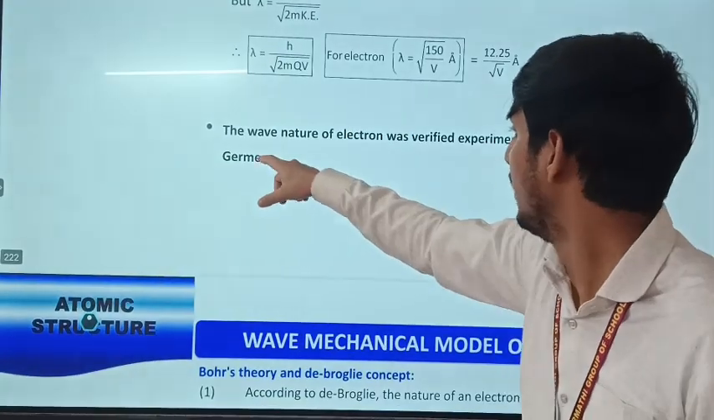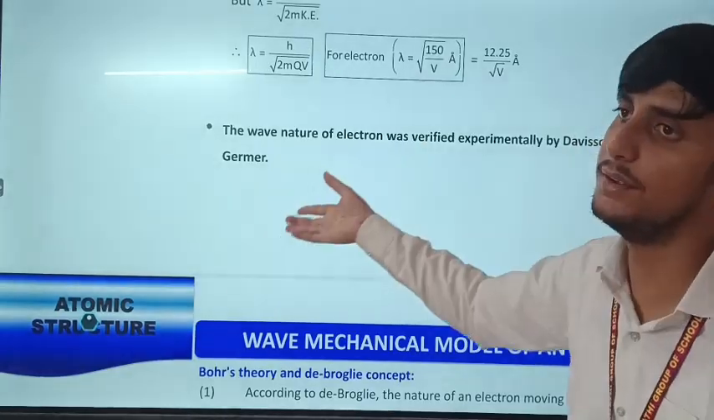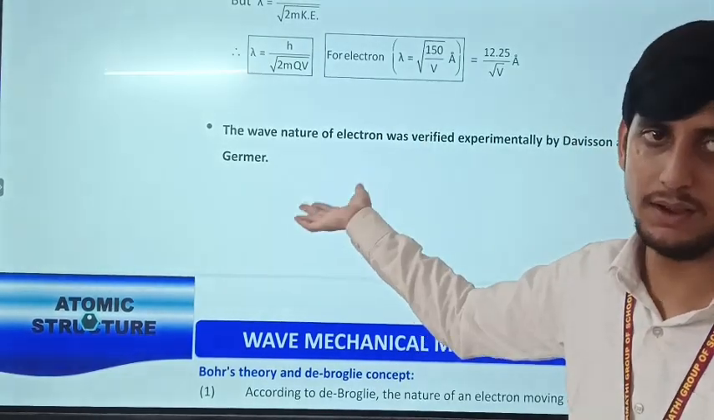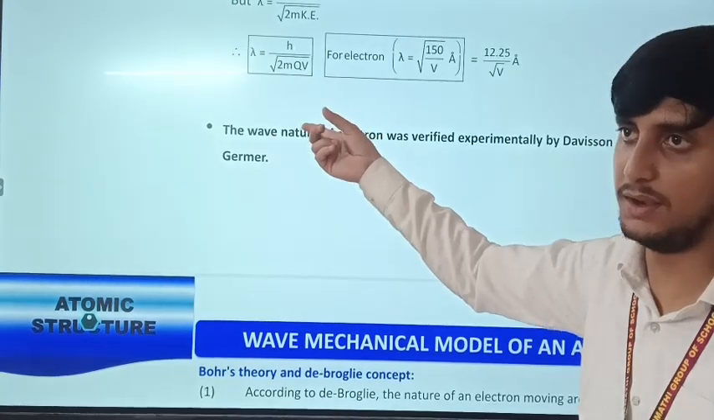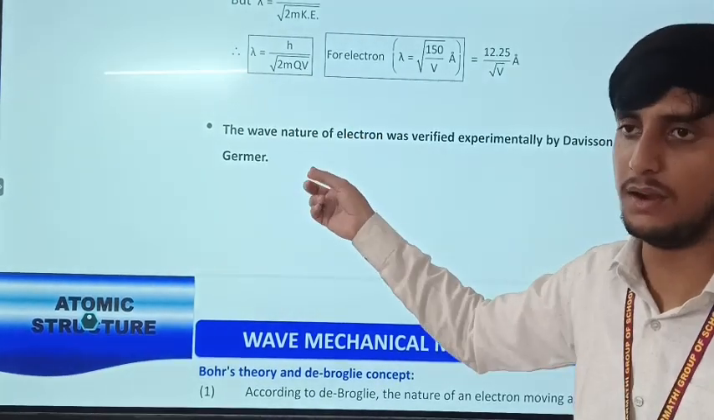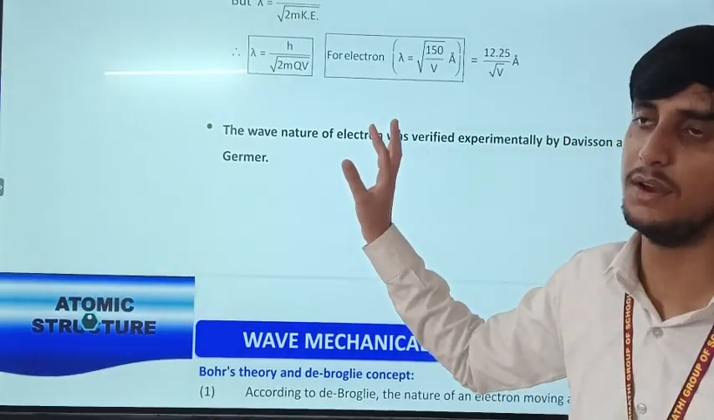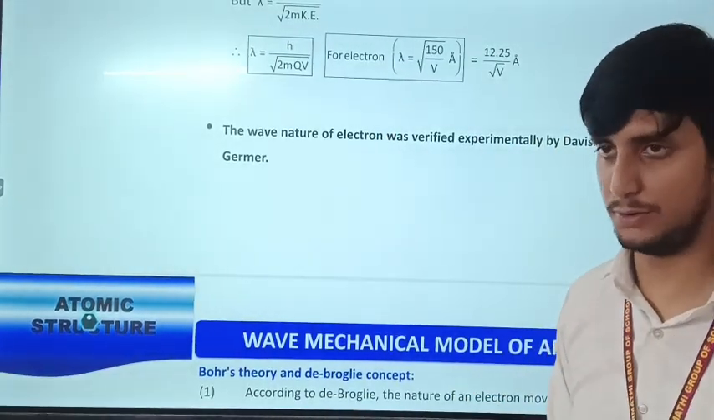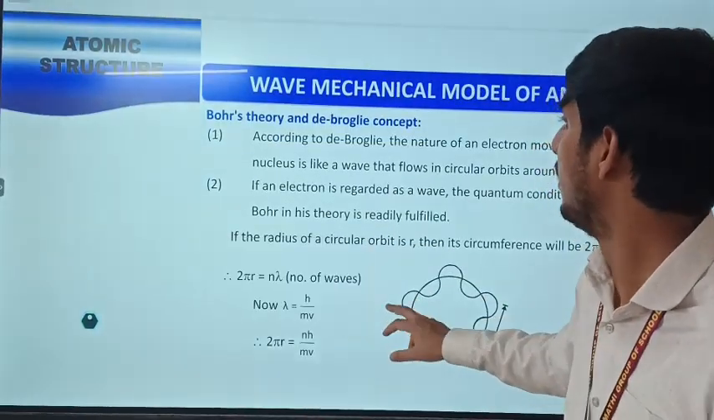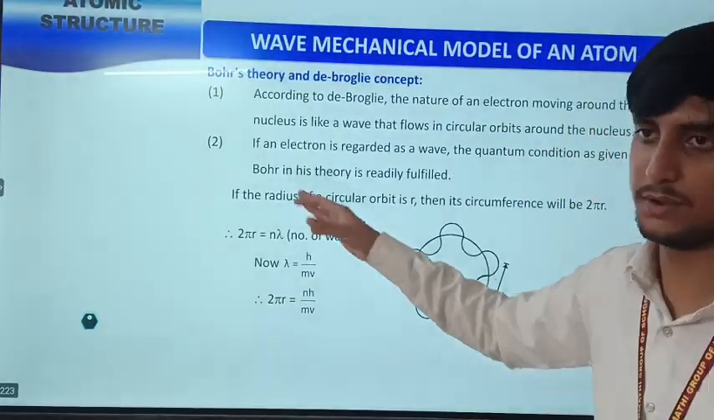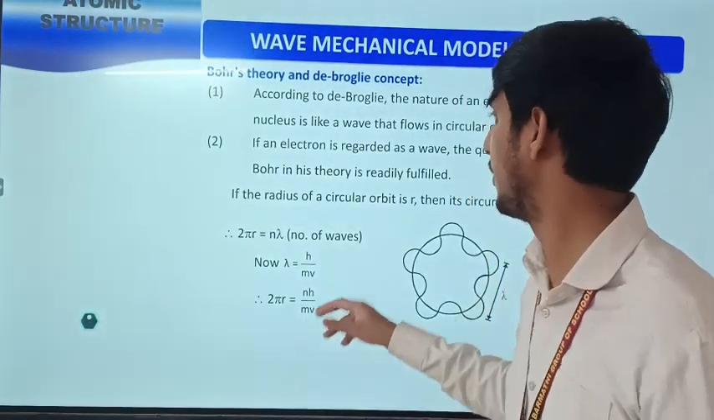The wave nature of electrons was verified experimentally by Davisson and Germer. They explained the wave nature of electrons. After that, we come to the intermixing of Bohr theory and de Broglie concepts.